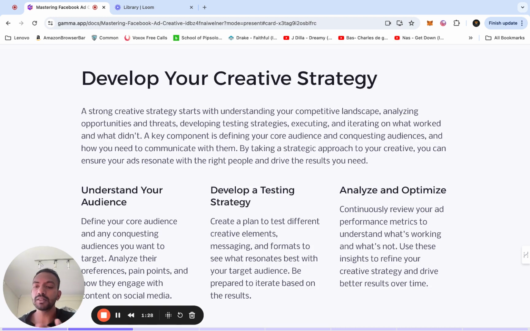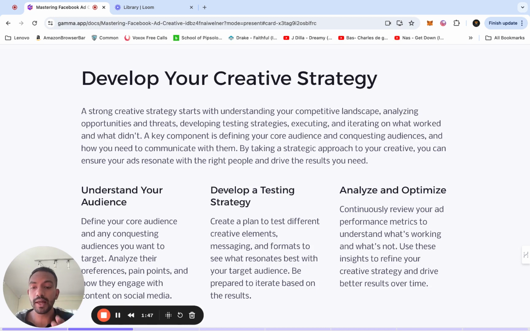You want to develop a plan to test out different elements whilst running Facebook ads. That is, different creatives, different formats, different messaging, and see what actually works and resonates best with your specific target audience. But always be prepared to iterate based on results. So if something isn't working, kill it off. And whatever is working, keep running it.